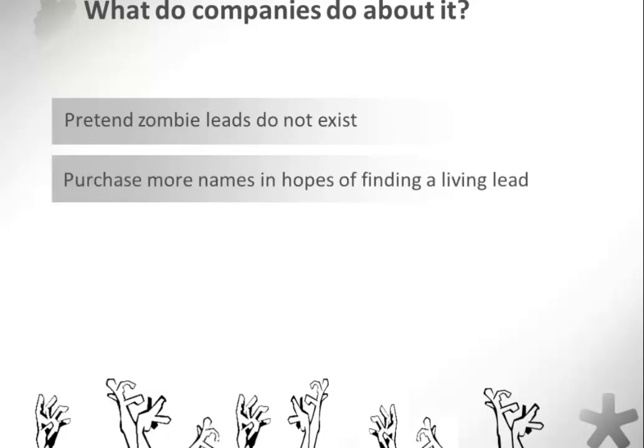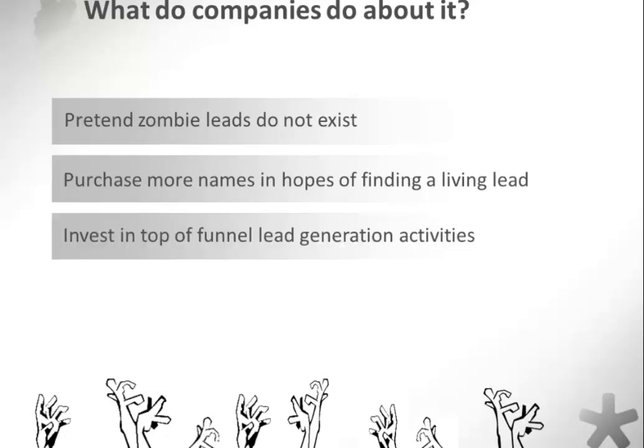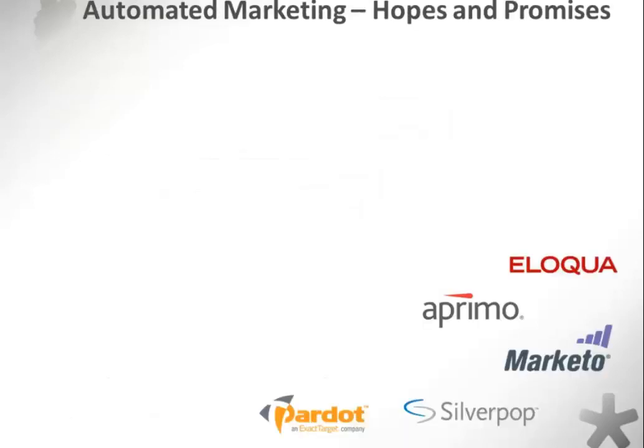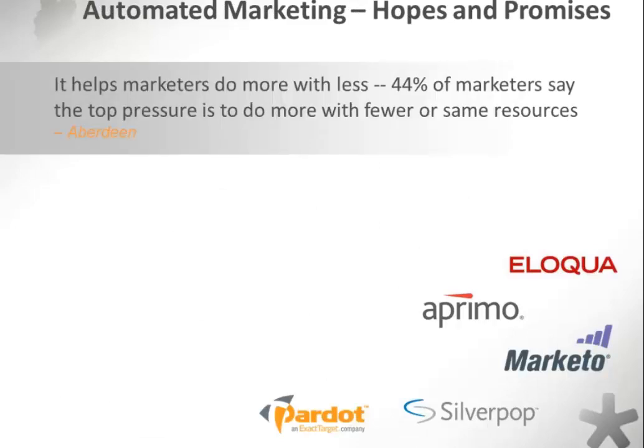They'll purchase another large list that they can inject into their database and hopefully pull out one of those golden leads that will actually turn into a sale, or they increase investment in other top of funnel activities such as campaigns and shows, or they implement a marketing automation tool such as Marketo, Eloqua, Pardot, which is actually a great start. So now we move into our topic here, which is marketing automation.